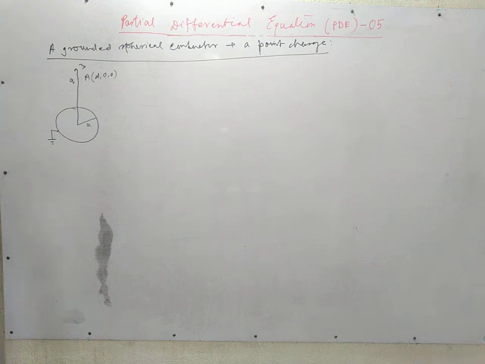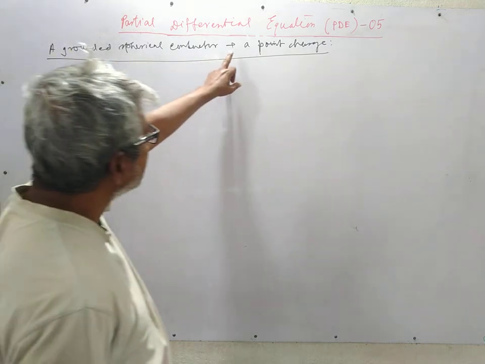This is the fifth lecture on partial differential equations. Today we shall discuss two more situations where we solve the Laplace's equation in spherical polar coordinates having azimuthal symmetry. As the first example, we consider a grounded spherical conductor and a point charge q placed outside the conductor.